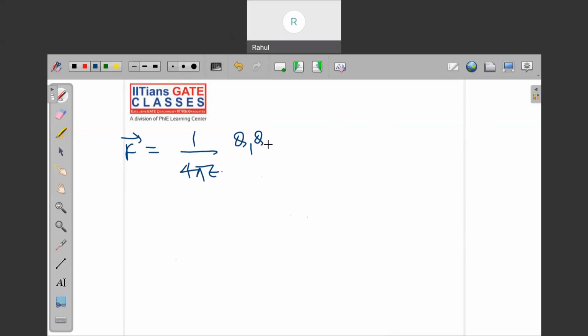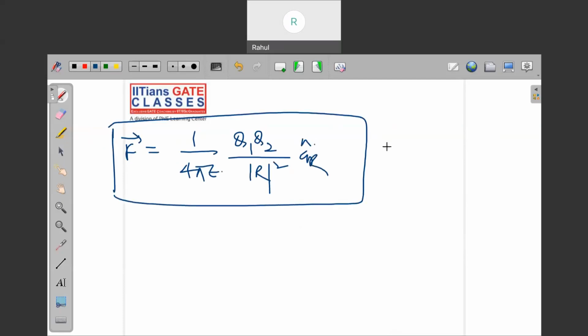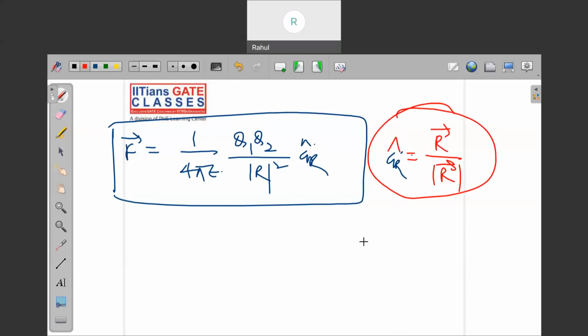Q1, Q2 by R vector, okay, AR cap in general. And what is unit vector basically? Unit vector you can say is basically the vector upon the magnitude of vector. The vector R upon mod of that vector will give you the unit vector.